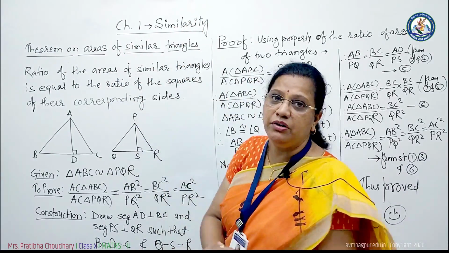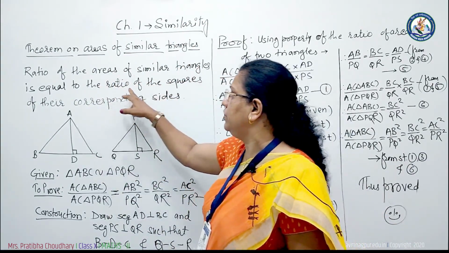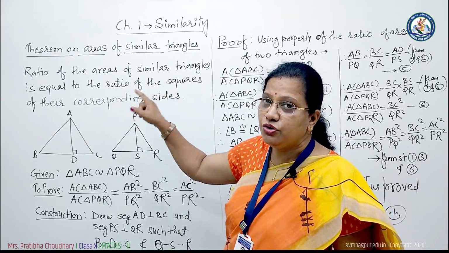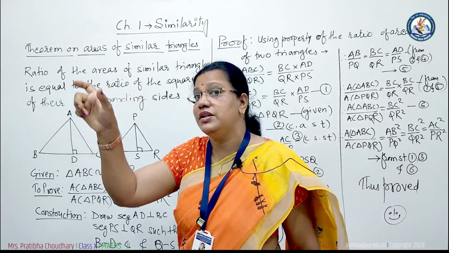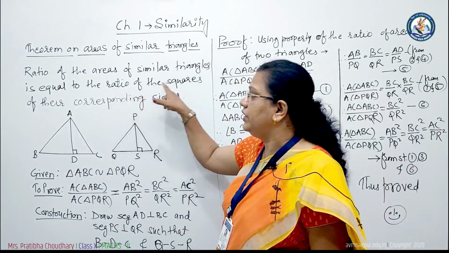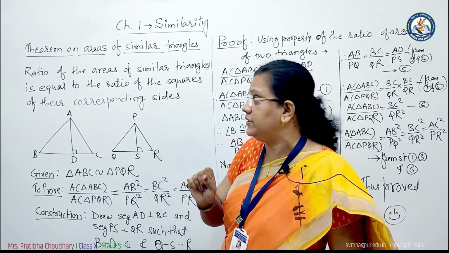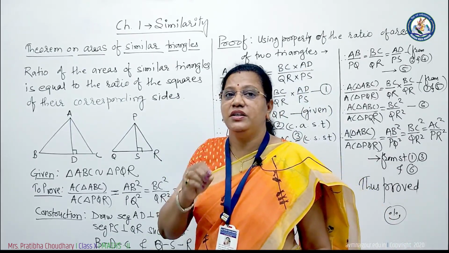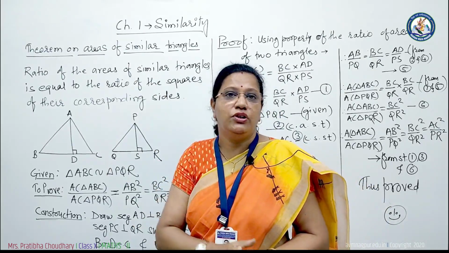Okay, see the statement of the theorem: the ratio of the areas of similar triangles is equal to the ratio of the squares of their corresponding sides. Okay, the ratio of the areas of two similar triangles. So here the triangles are similar, it is given to you. What you have to prove is that the ratio of their areas is equal to the ratio of the squares of their corresponding sides. And to prove a theorem, the very compulsory thing is to draw the diagram. In your board exam also, you see some notes are given on the first page.